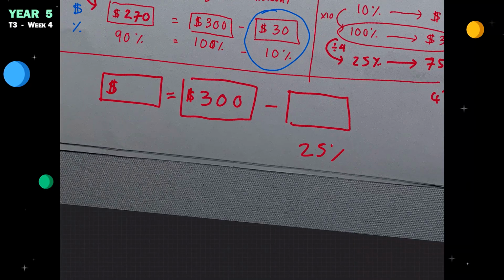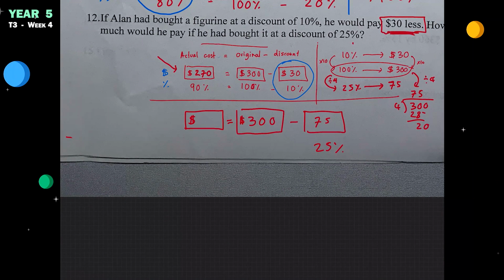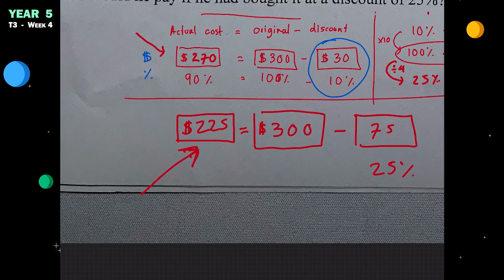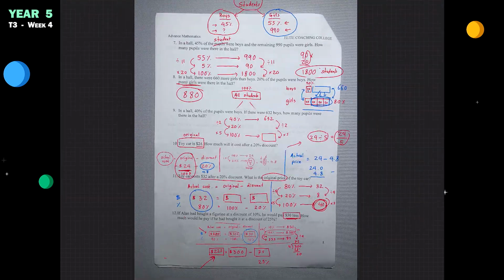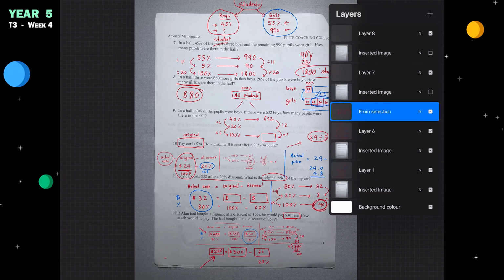That means the discount is $75. So how much do we pay? Oh, that's easy now, isn't it? The question is asking you how much do you pay if you have a 25% discount. So just do 300, take away 75. That'll give you $225. So the answer is there, $225. All right, let's go to the next page.